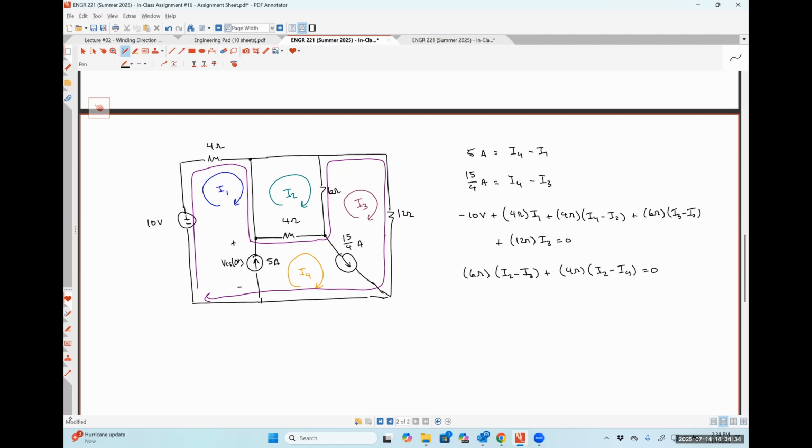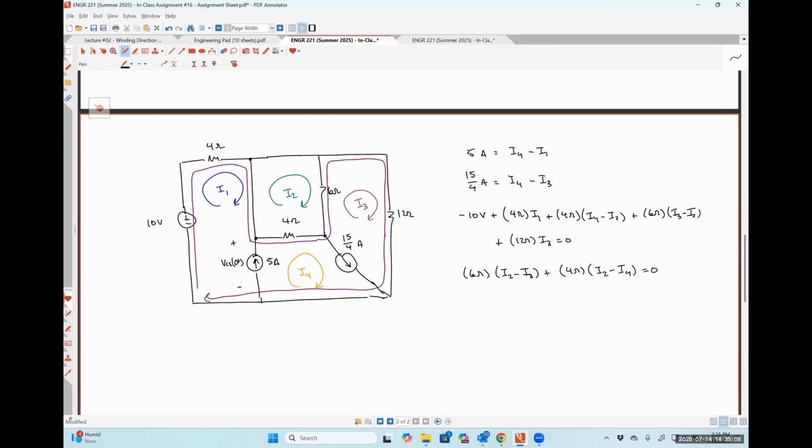So in my first equation, my coefficient for I1 is -1. My coefficient for I2 is 0. My coefficient for I3 is 0. My coefficient for I4 is 1. My constant term is 5. In my second equation, my coefficient for I1 is 0. My coefficient for I2 is 0. My coefficient for I3 is -1. My coefficient for I4 is +1. My constant term is 15 over 4.